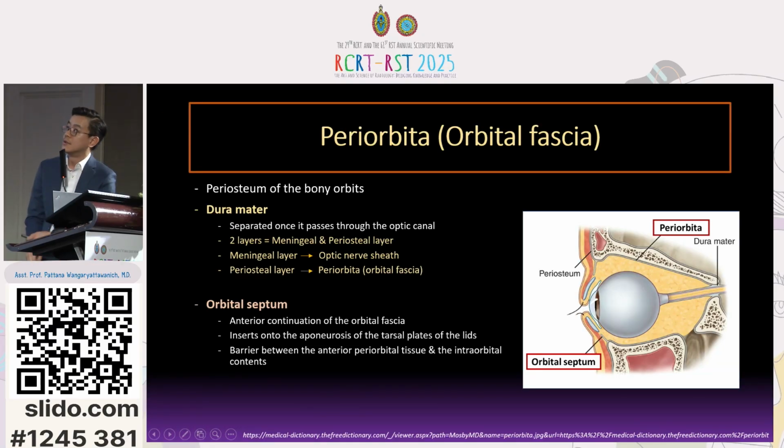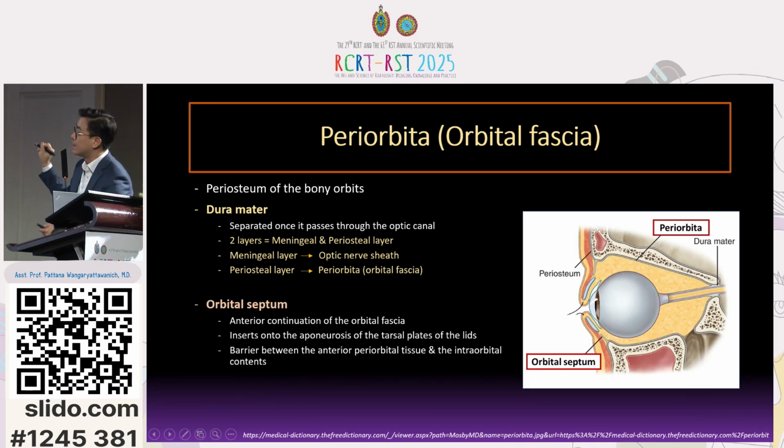Okay, so the next structure is the orbital fascia or periorbita. So basically it's the periosteum of the bony orbit. So look at this illustration, you will see that in the intracranial component, we have dura mater. And then right at the level of the optic canal, the dura will split into two different layers.